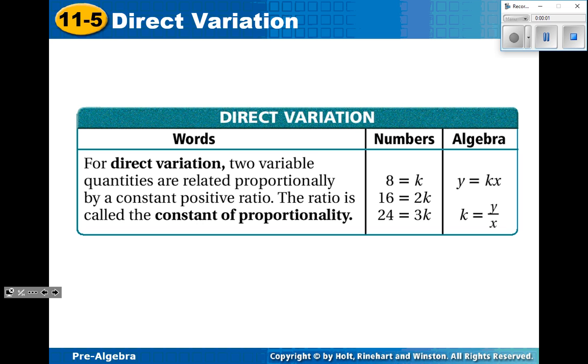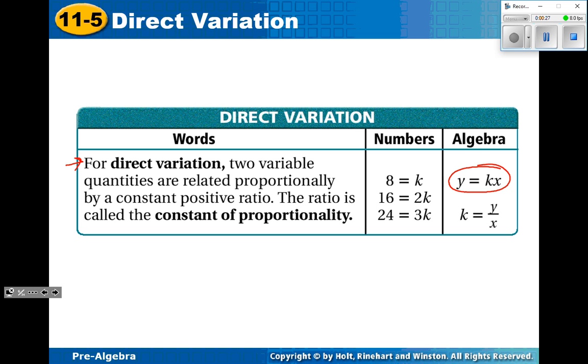This is Pre-Algebra, Lesson 11-5, Direct Variation. Our definition says here, for direct variation, two variable quantities are related proportionally by a constant positive ratio. Well, that makes a lot of sense, doesn't it? The ratio is called the constant of proportionality. Here's what you need to know.